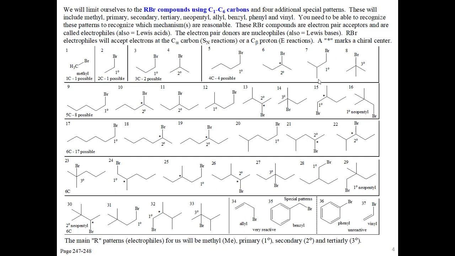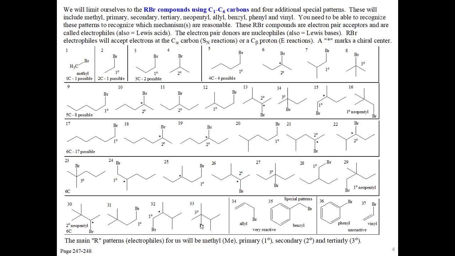The next pattern that we want to look at is a carbon with the bromine having three carbons attached, and that's called a tertiary. So here's a tertiary, and here's another tertiary. Should be some more here. Here's a tertiary right here. So there's a few of those too.